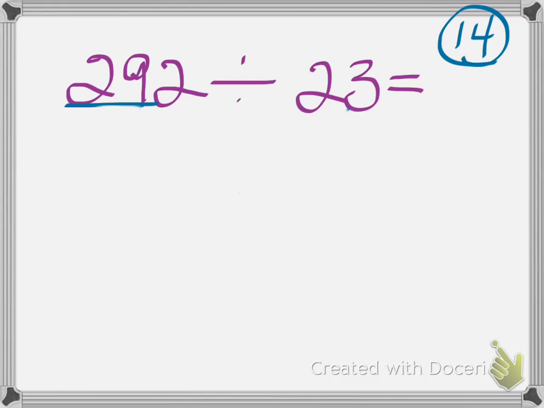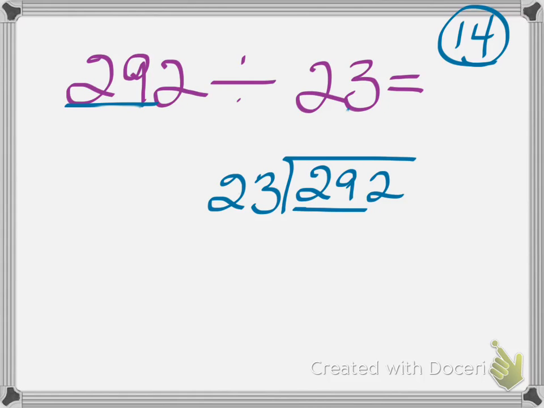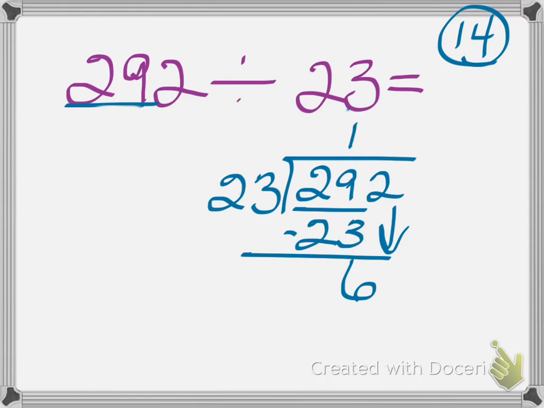Let's make some space and do some dividing. 292 divided by 23. Start with 29. 1 times 23 is 23. And subtract 9 minus 3 is 6. Bring down the next digit, 62. Now, my answer up here is 4 for the next digit. Let's see if that works.